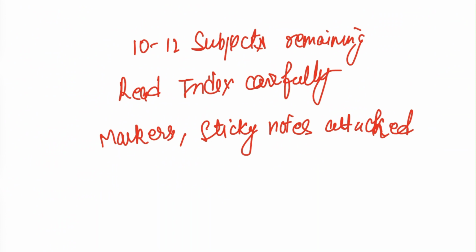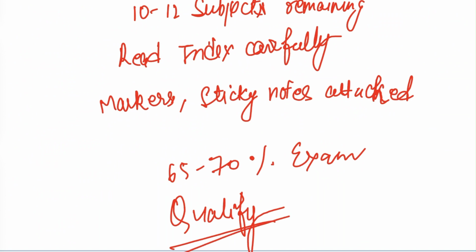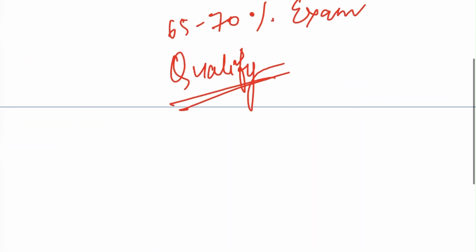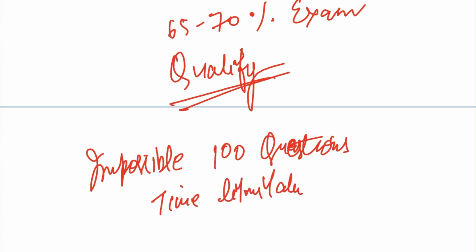By going with this strategy, you are easily going to get 65 to 70% marks in this exam, and you are going to qualify this exam with flying colors. See, this is the whole strategy. You do not have to solve all the 100 questions. It is nearly impossible to search or mark all the 100 questions in a question paper because of the time limitation. The time restriction you have to remember.